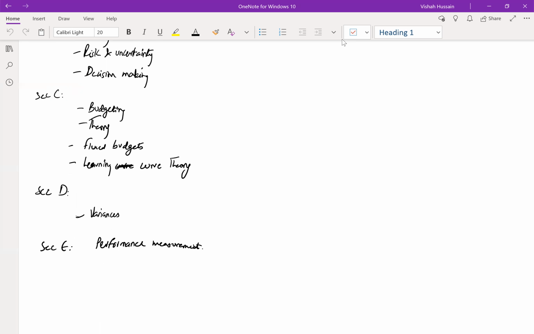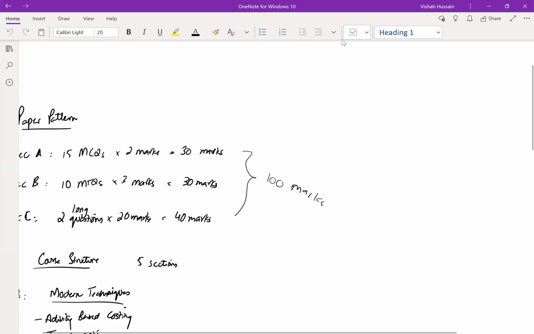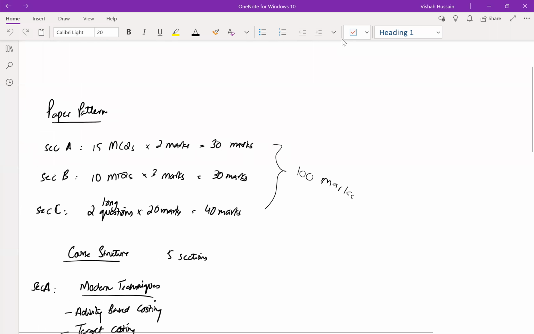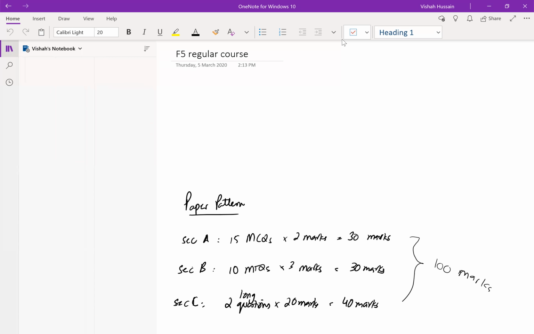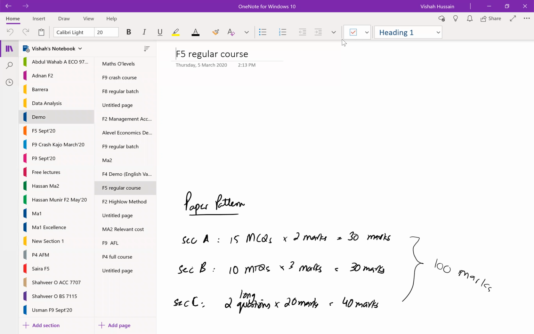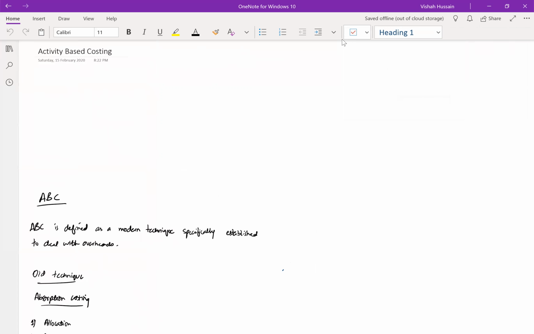We are going to go through each and everything in great detail. We are going to practice a lot of past paper questions. We are going to practice on Excel because now all the papers from F5 to F9 are in a CBE format. So we are going to practice a lot on Excel. Now let's take a look at the first topic that we are going to do.